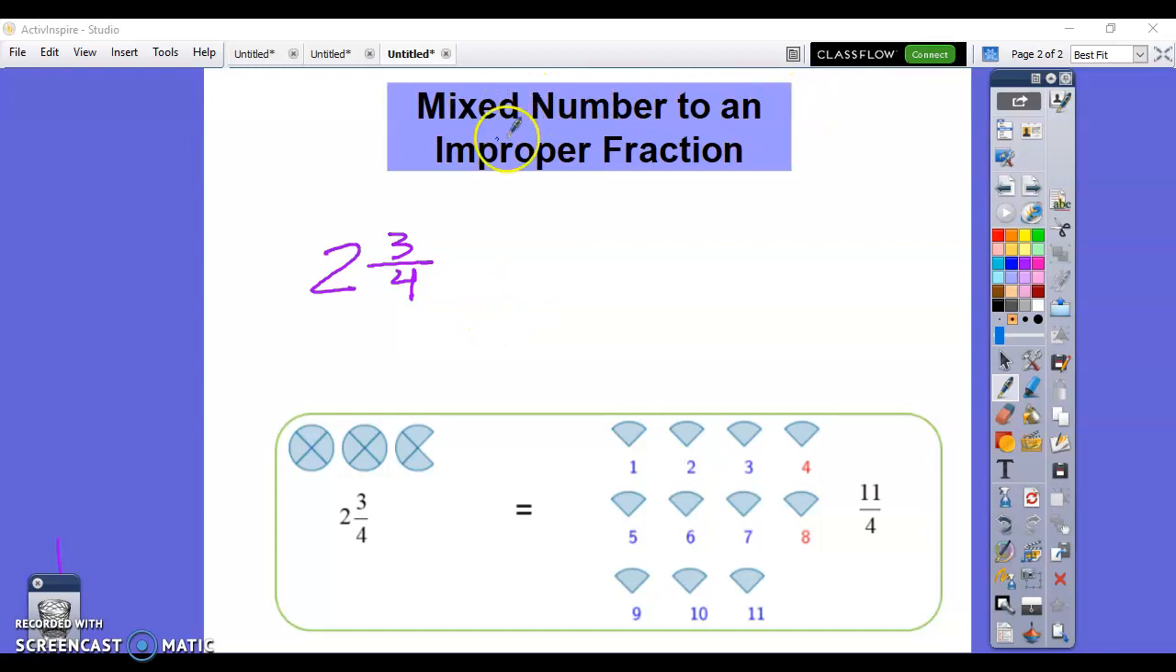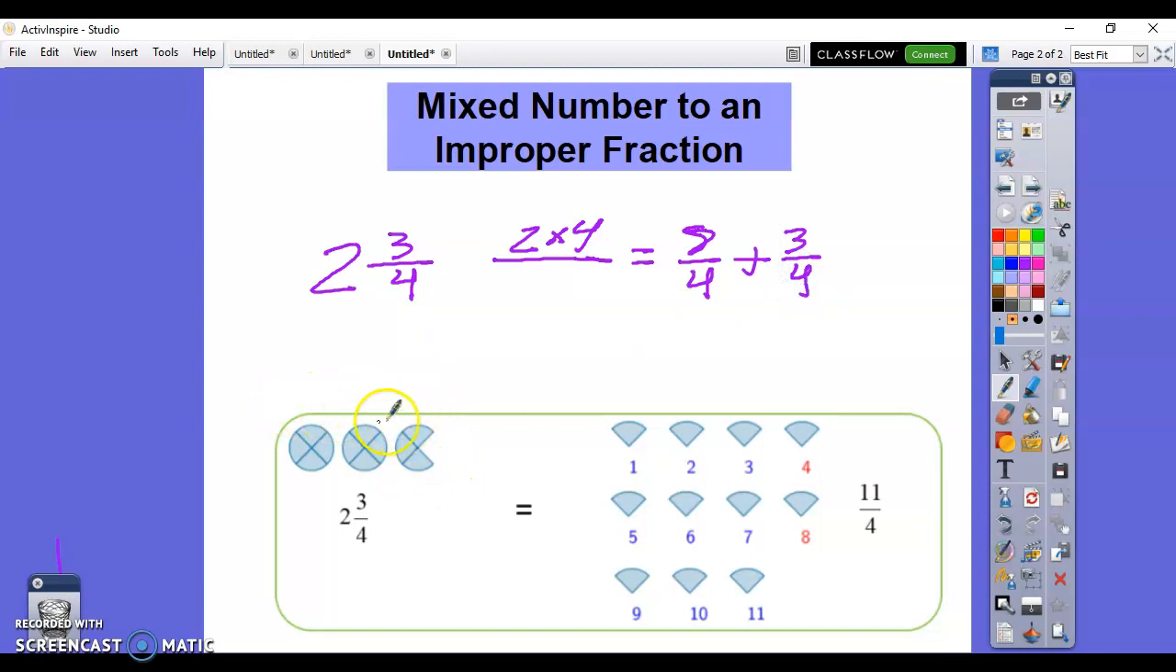Okay, I'm going to show you how you take a mixed number and convert it into an improper fraction. So a mixed number is a whole number with a fraction. First step is you're going to take 2, so the whole number, times 4, which is the denominator. So I have 2 groups with 4 in each, and that's going to give me 8/4, and then I'm going to add it to the 3/4 I already had.